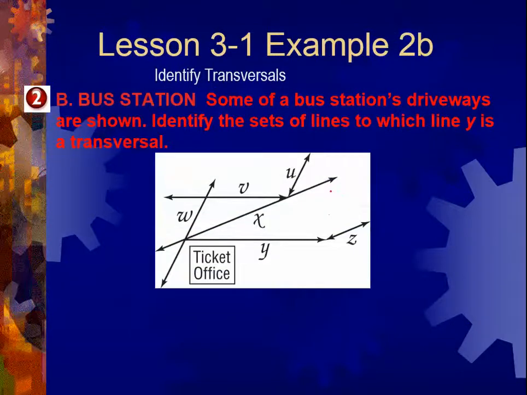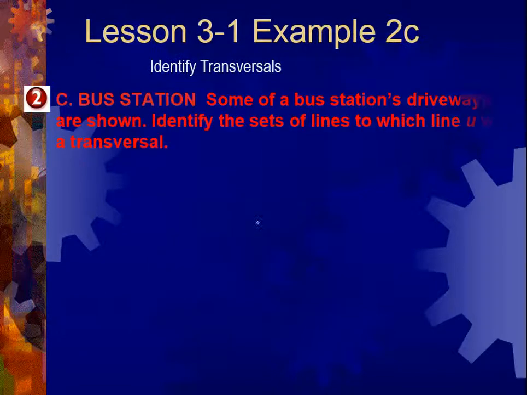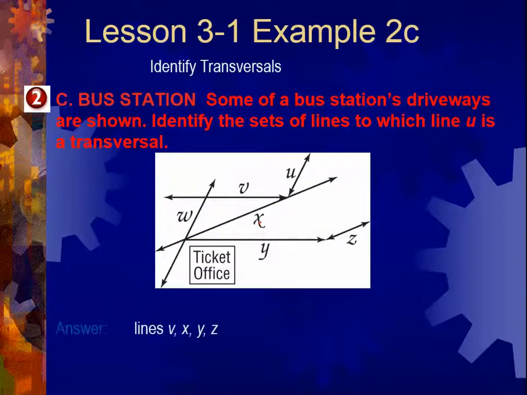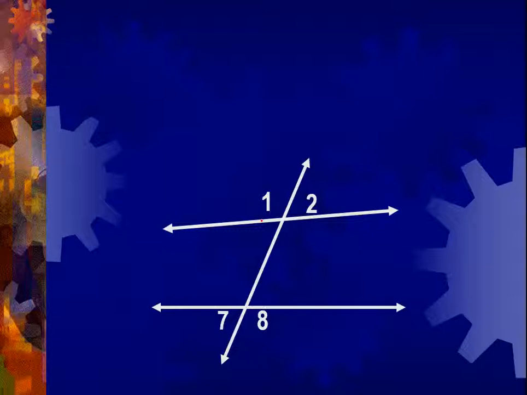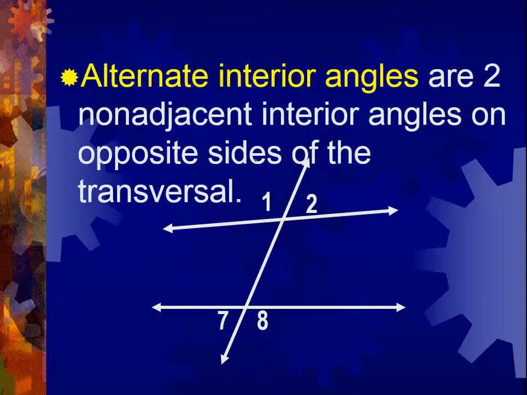And this is pretty much the same question, only we're looking at line Y this time. Well, if Y is parallel to V, then it's going to cross all of these other lines except for V. So it's a transversal to everything except V. Okay, and hopefully you get the idea. We're not going to go through every single possibility. Okay, so let's get to naming these angle pairs.